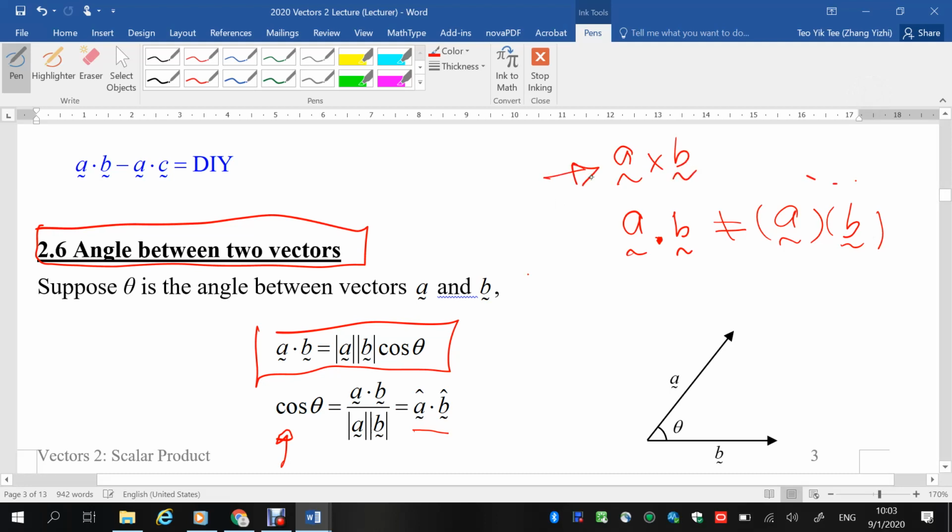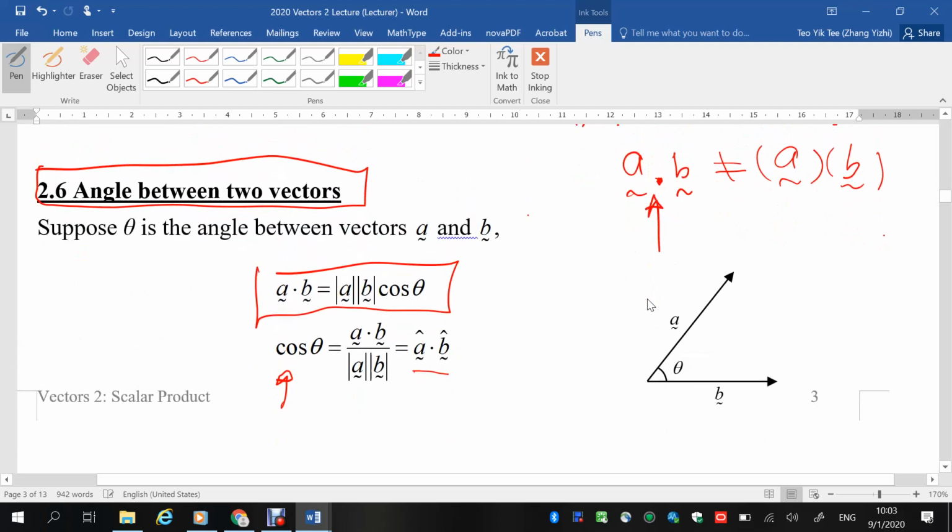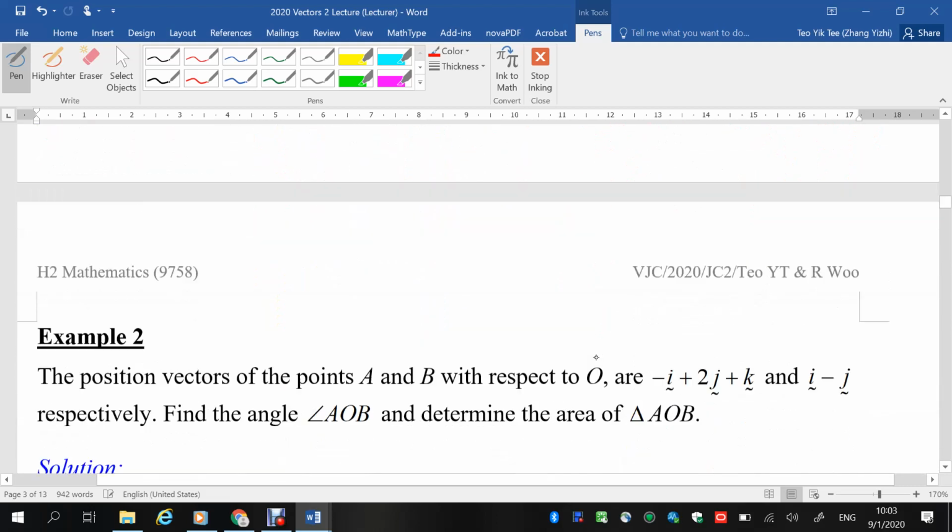This is cross. This is A cross B. You learn in chapter 3. So dot is dot, cross is cross, multiply is multiply. Don't mix up. Don't be sloppy in your presentation. Make sure you dot it clearly in your answer script. And remember, this theta is the angle between your two vectors, and the condition must be met: angle diverging from the point or converging towards the point. Remember all these little rules.